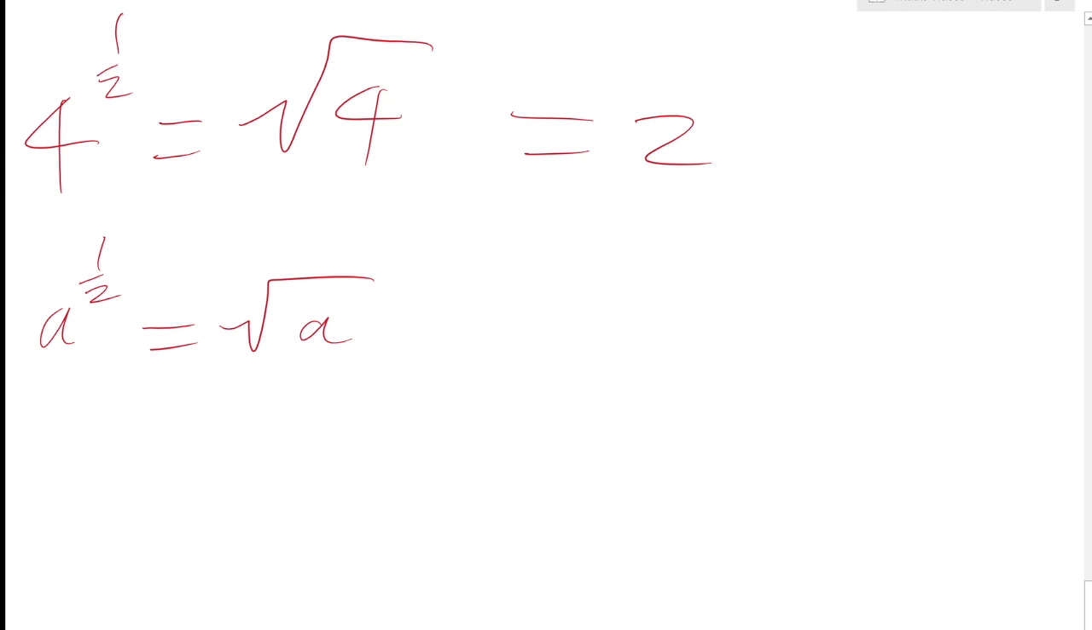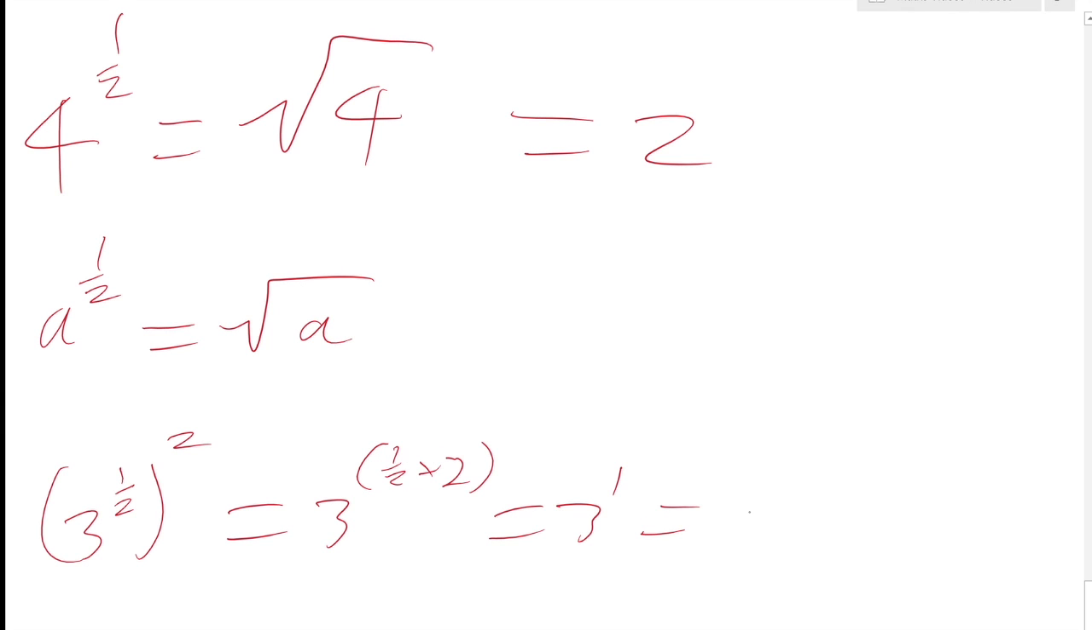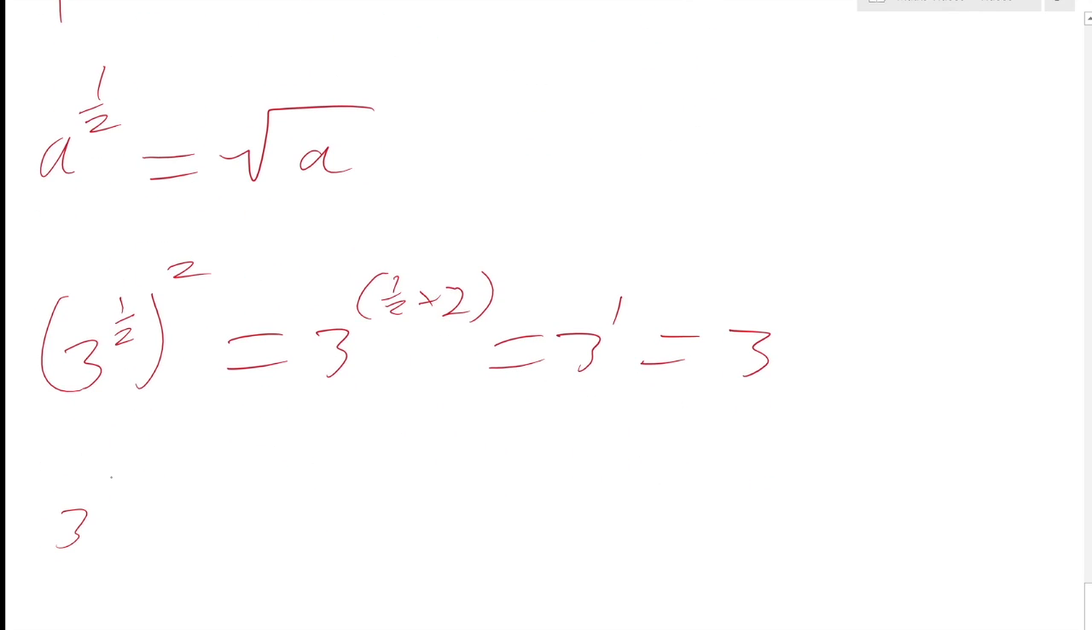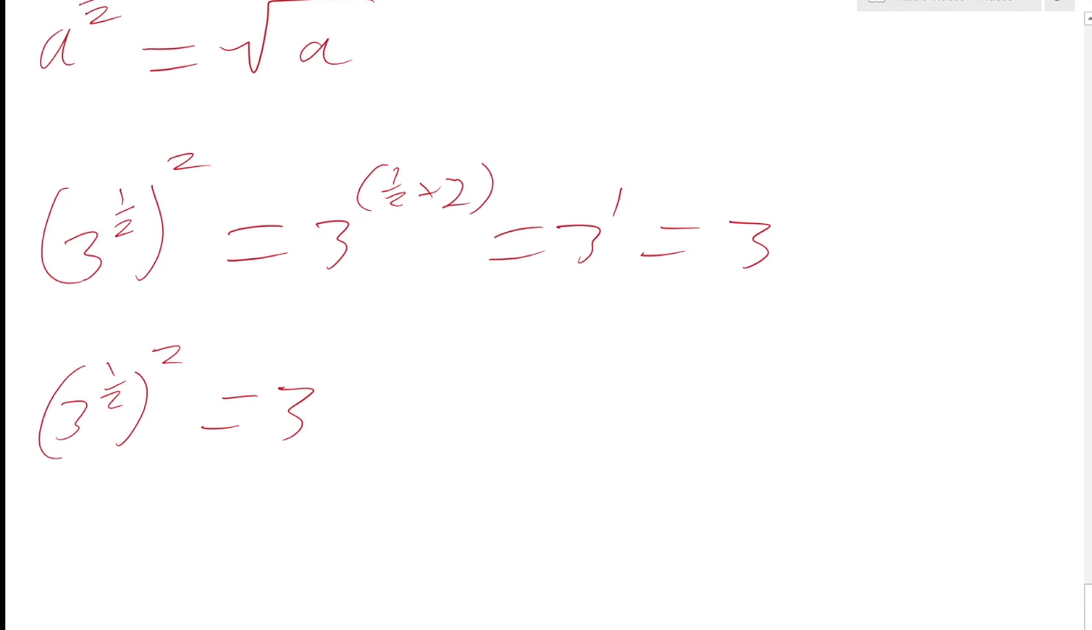So again, if you did 3 to the half squared, that obviously equals 3 to the half times 2, which equals 3 to the 1, which just equals 3. So you've got 3 to the half squared equals 3, and square root both sides gets you 3 to the half equals the square root of 3. See, we can't work out the square root of 3. It's about 1.7-ish, but you would normally just leave it with the root sign in. That's surds. That will be in my next video.